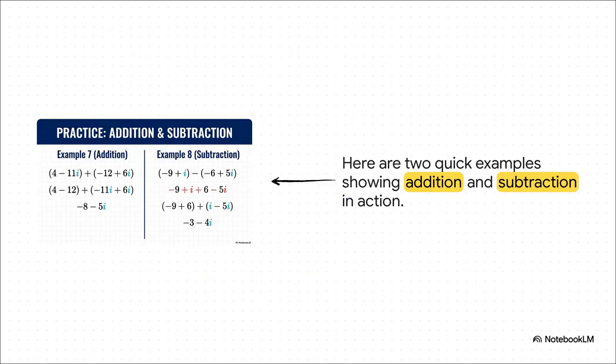Let's see how this works. For addition, we take the 4 and the -12 to get -8, and then we take the -11i and the 6i to get -5i. Simple.